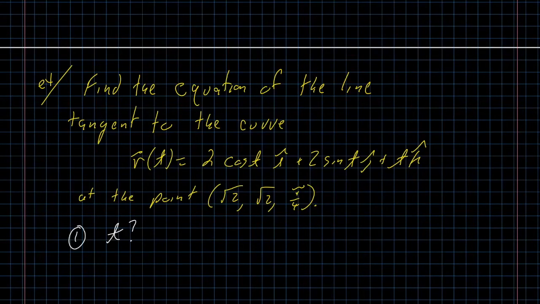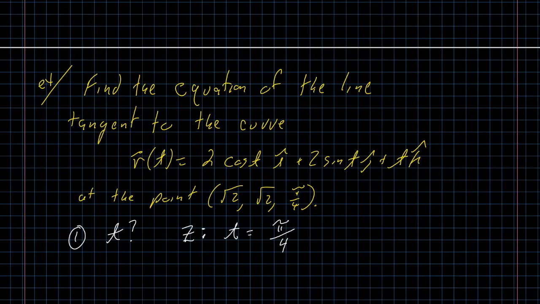If I know the value of t for which the vector points to the point I care about, that is an important step along the path. In this particular case, if I look at the z component of the function, t, and the z coordinate of the point we care about, pi over 4, I have to be choosing the value of t that gives me that t is equal to pi over 4, which is easy to figure out.